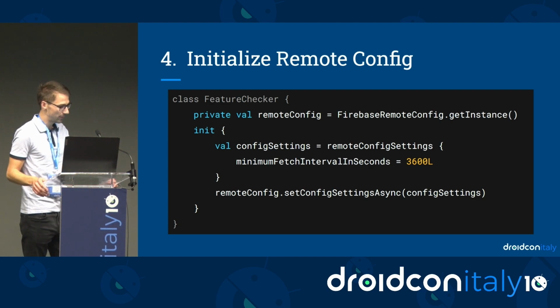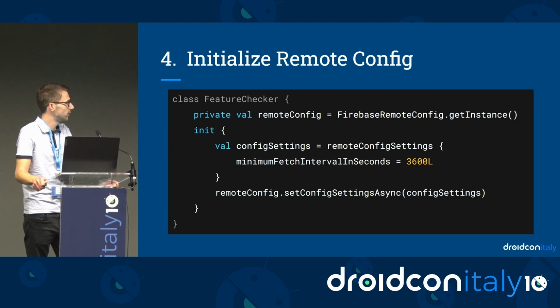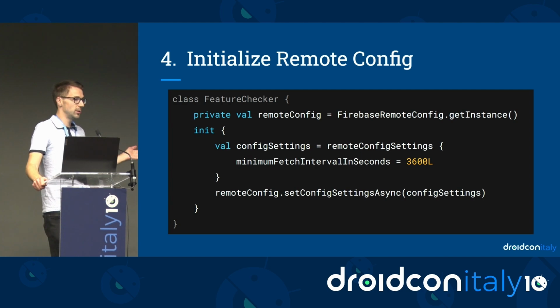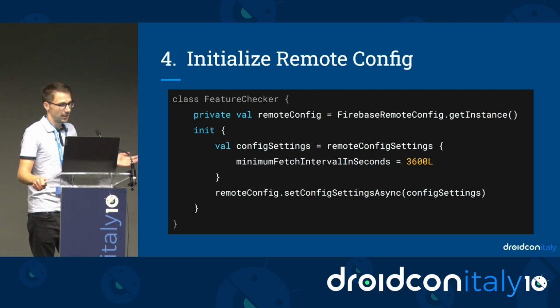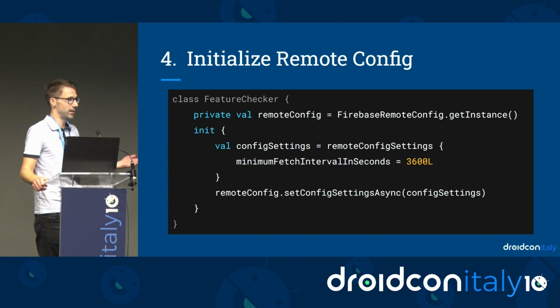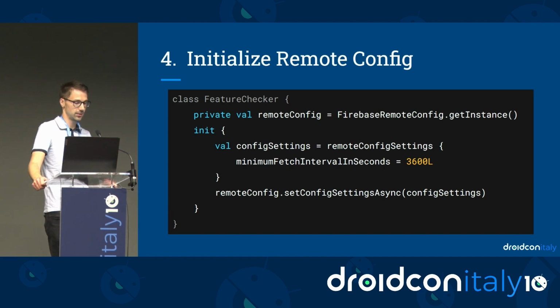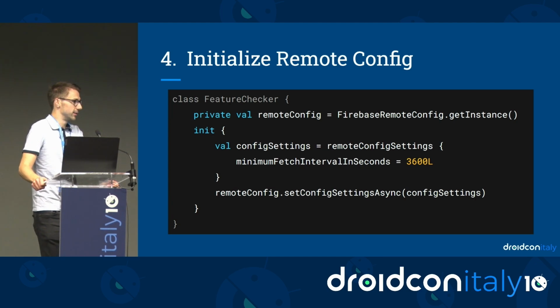So we've added the dependencies, and now it's time to initialize remote config and configure it. Where you put this code depends on your app architecture. If you take a look at the Firebase documentation, they simply add it to the main activity, but I would really recommend that you put it into some wrapper class. Here we have a feature checker, so that you can then inject it wherever you want to use it, whether that's in view models or some other parts of your app, depending on your architecture.